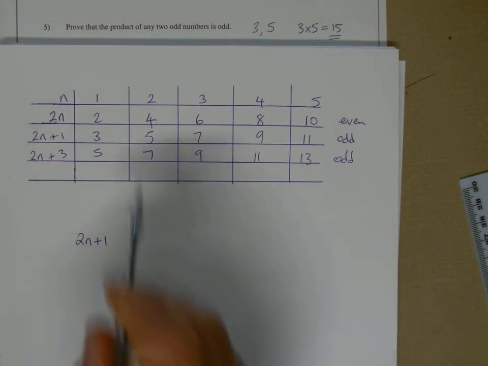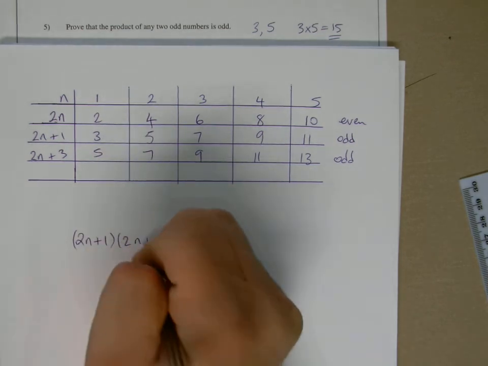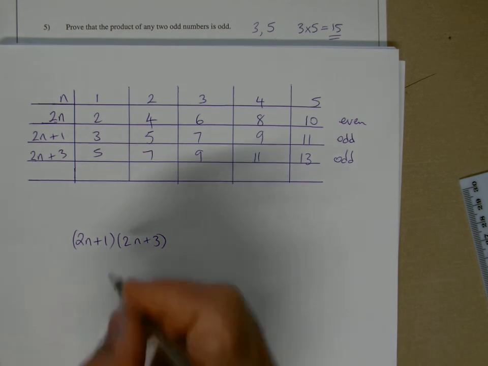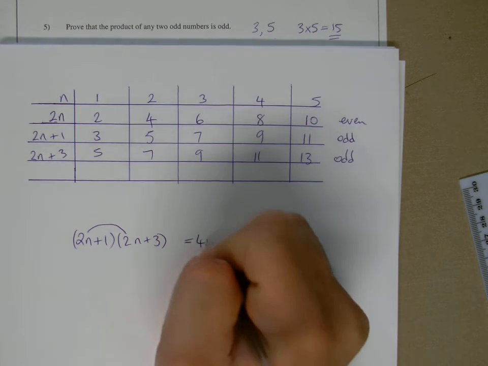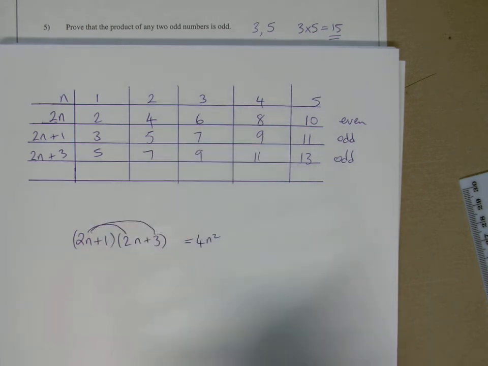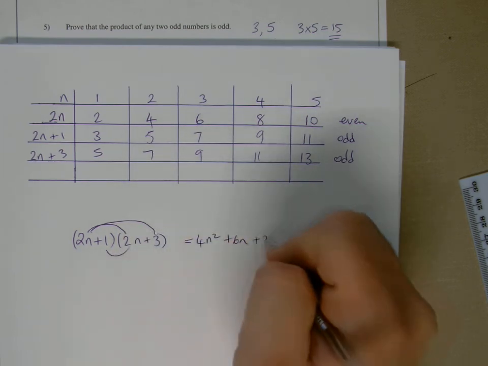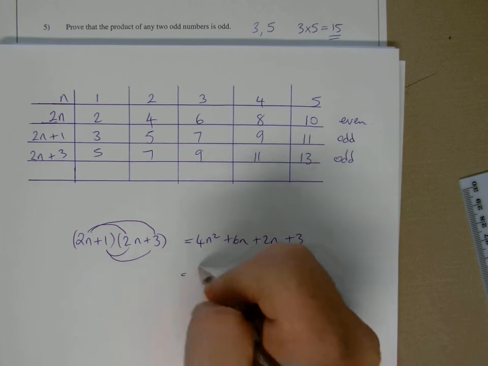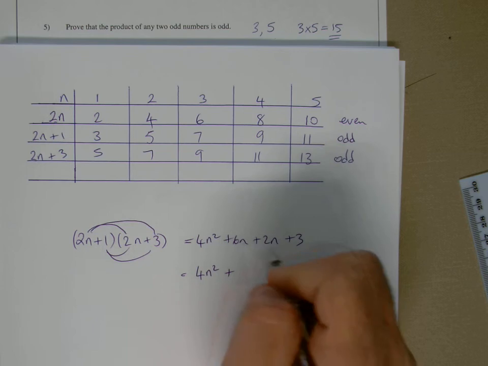Now what I need to do is the product of them, so I'm going to multiply them. If I multiply them, I need to do FOIL. When I multiply these, I'll have 2n times 2n, which is 4n squared. 2n times 3, which is 6n. 1 times 2n, which is 2n. And then 1 times 3, which is 3. Now that becomes 4n squared plus 8n plus 3.